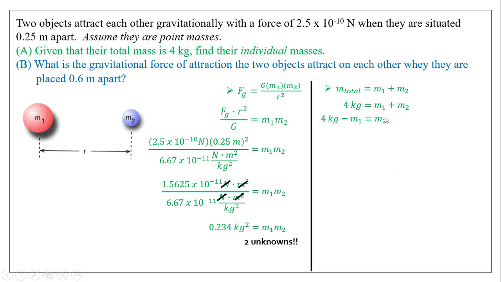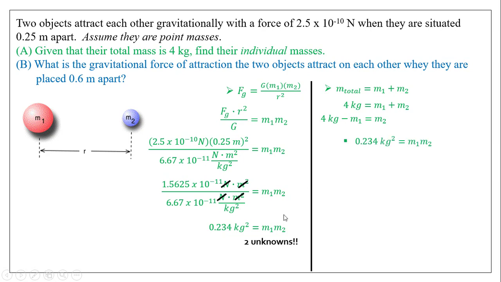It doesn't really matter. Here, I've chosen to solve for M2. Once you get to this point, if you choose to, you could isolate for M1. I just made a choice to isolate for M2. In order to isolate for M2, here's M1. This is positive, so I'm going to move it to the left side of the equal sign, which makes it negative. So I have 4 kilograms, which is at the top here, and then minus M1. Okay, so therefore that equals M2.